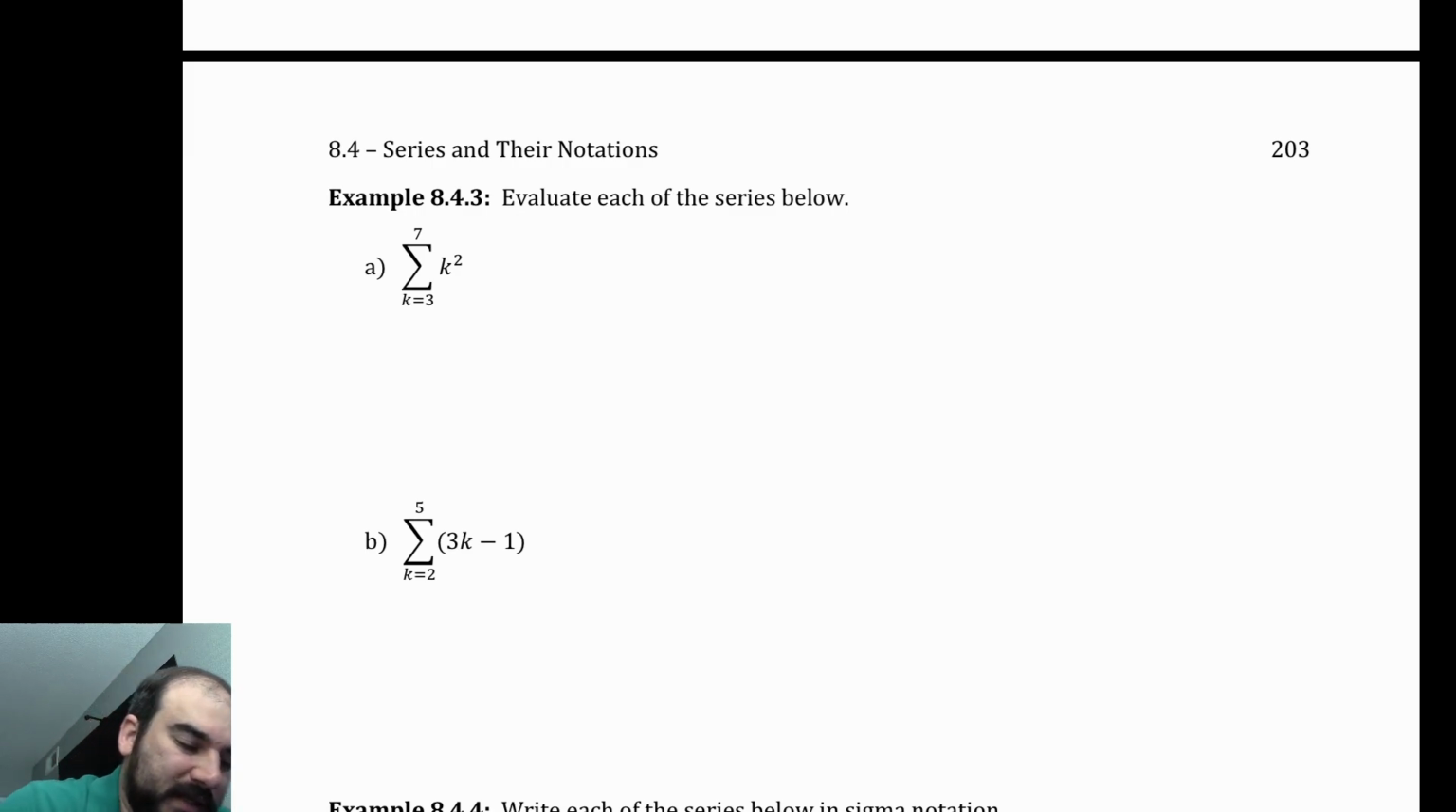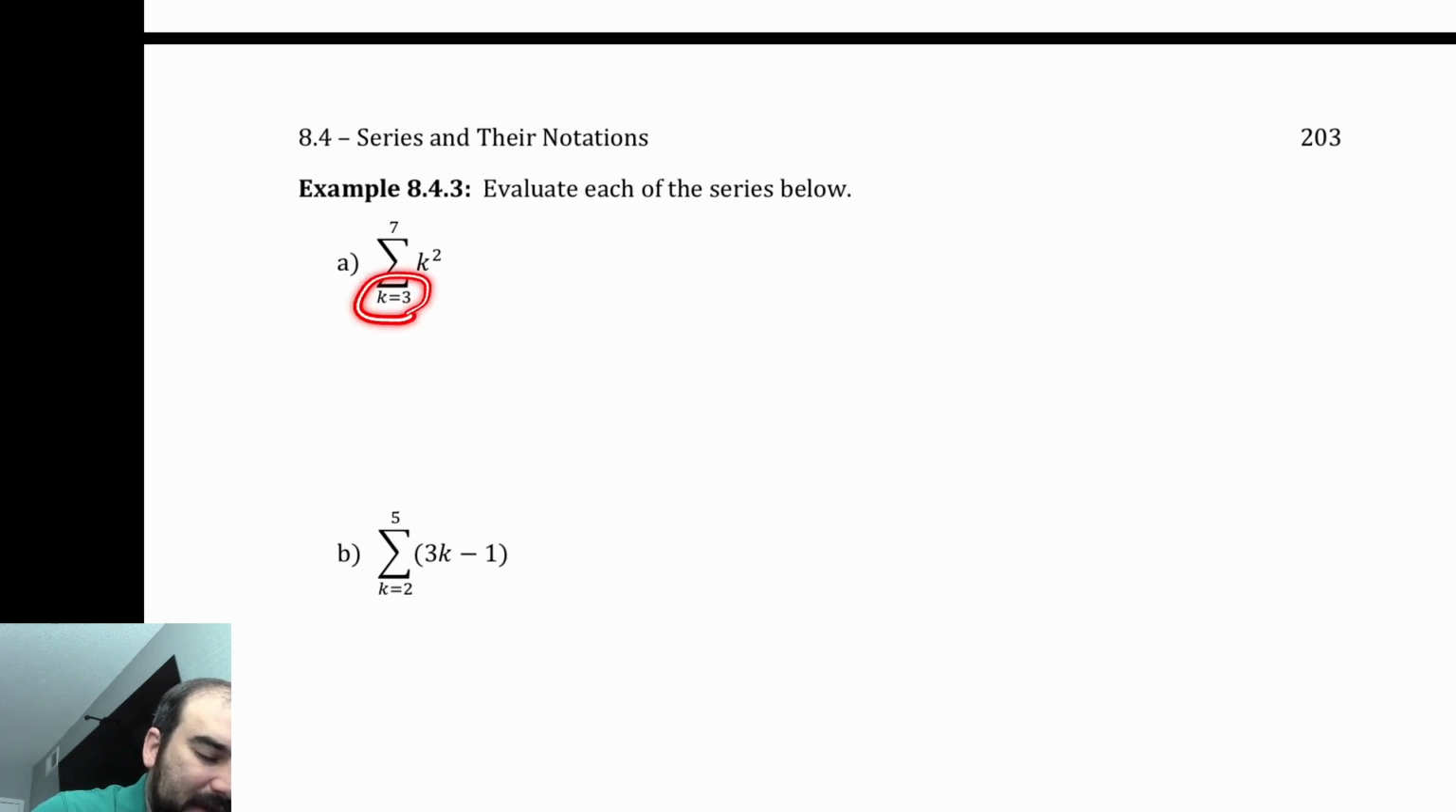As I said earlier, this lower limit doesn't have to start at 1. So if this lower limit tells you that we're starting with k equals 3, then you start with k equals 3. If I'm going to evaluate this series given in sigma notation, I'm going to need to write out the terms to be added together. First, we're going to start with 3 and plug it into our explicit formula. So my first term here will be 3 squared.